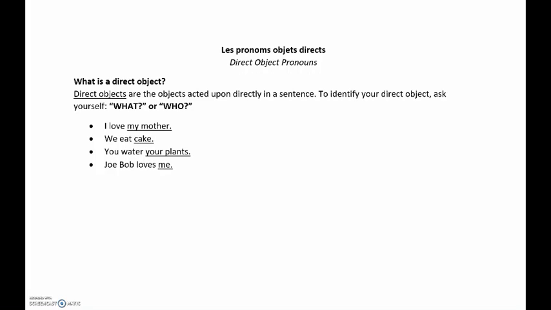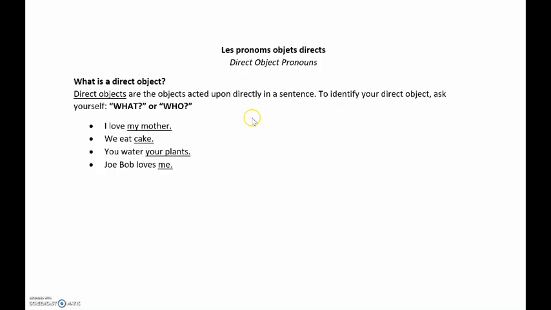All right, so before we dive into direct object pronouns, I thought it would be helpful to explain to you what a direct object actually is, because even though we use them in our everyday speech, you might not really know that you're using them. Okay, so a direct object, as it says here, are the objects that are acted upon directly in a sentence. Wow, super clarifying, right? Not really, but that's kind of the official definition. So here I have a little hint for you, a little handy tool to identify your direct object. You're basically going to ask yourself what or who for each sentence.